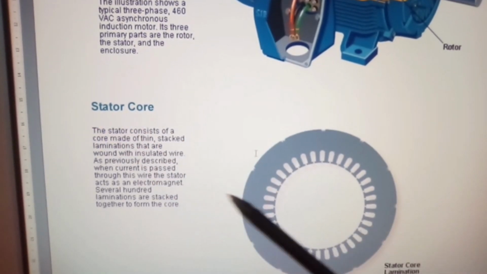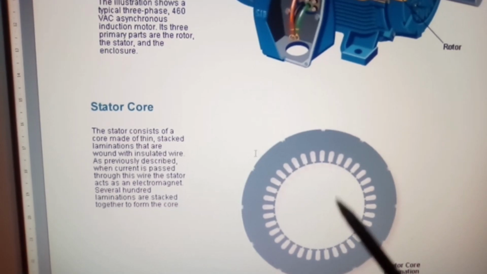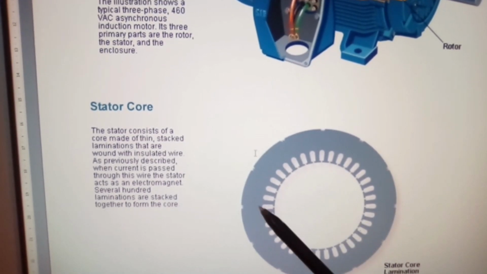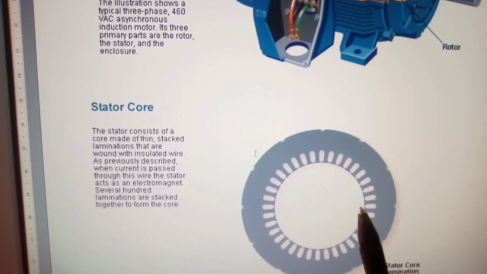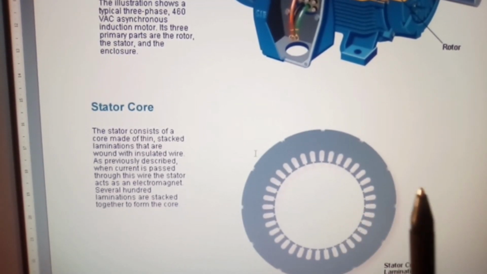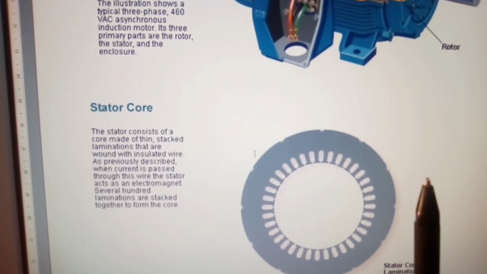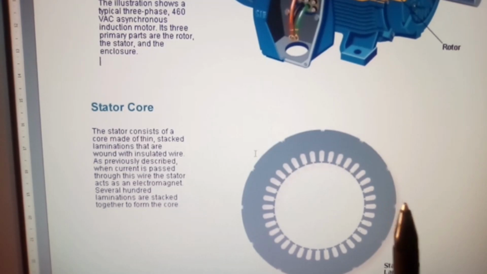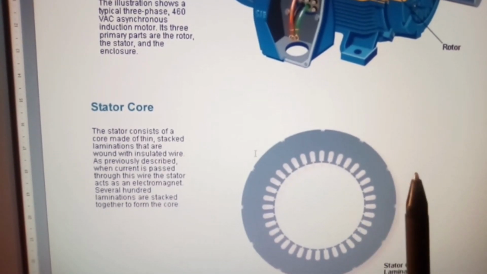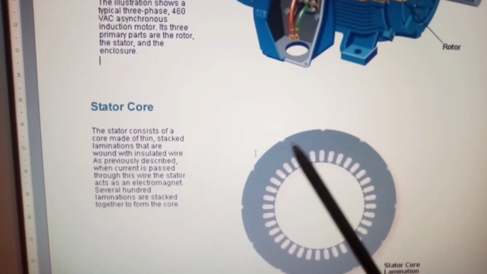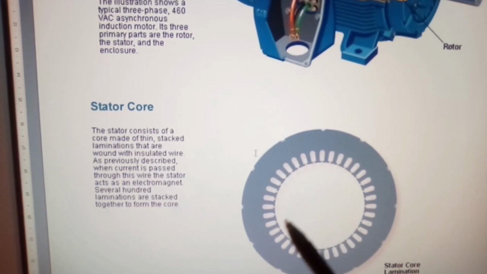Now stator core. What we have here is a laminated stator core, and we have lamination because we need to reduce the amount of eddy currents that could develop within the motor. Because if you have eddy currents, you're going to have heat generated, and when you get heat in a motor, that is a bad thing because it causes the insulation of the motor to break down. Therefore your motor will burn out. So we need to ensure that we have good laminations to reduce eddy currents within the motor itself.